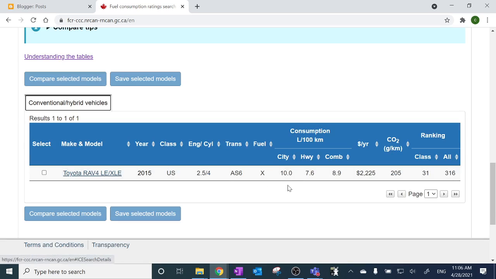It's a little worse. A little more in the city. Highway's about the same. Combined is 8.9. And there we go. So I expect, oh, a little more. Expect $2,225 if I drive 20,000 kilometers. So there we go. You're going to get to do this with whatever vehicle you choose.